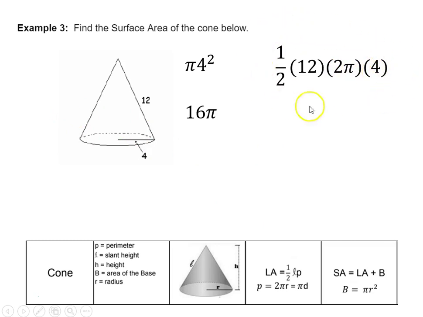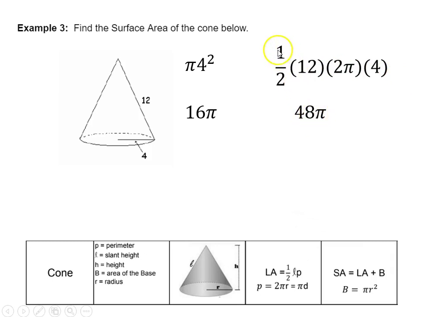So this right here is how we find the lateral area of the cone, and that's the actual cone part going around that circle. That formula will be given to us, and we just have to know what these things stand for and where to plug them in. So if I do this multiplication here, I'm going to find that lateral area. 1/2 times 12 times 2 pi times 4. We can simplify that to 48 pi.